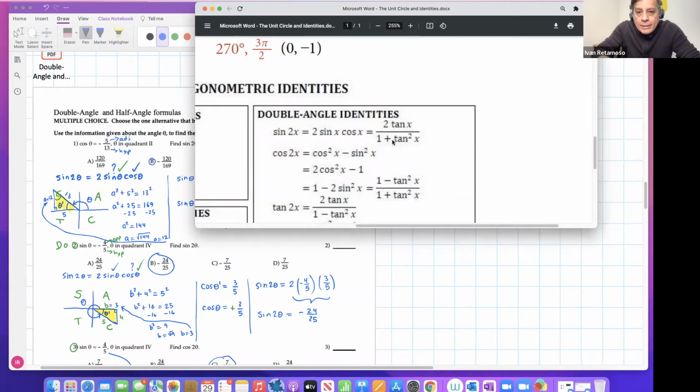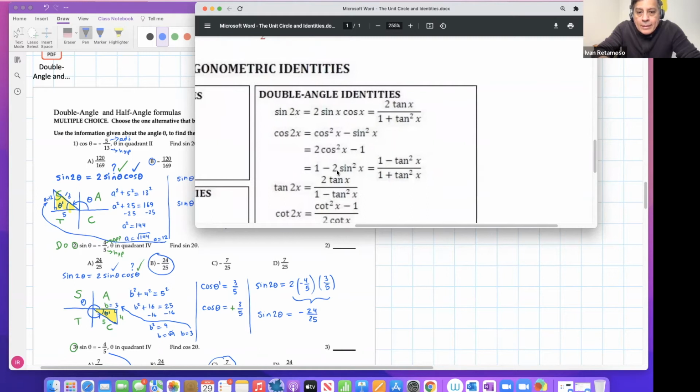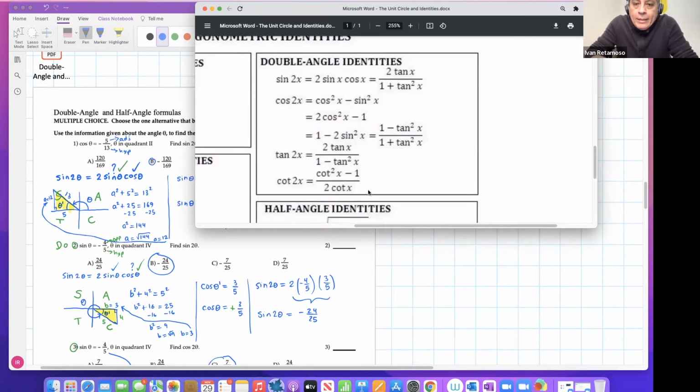Or sine of 2 theta. And similar for this version of cosine of 2 theta, you can have 1 minus tangent squared of theta over 1 plus tangent squared of theta, right? It comes from combining the first formulas that we got with the third one, right? And also here, in case you needed cosine of 2x, it's just the reciprocal of tangent of 2x. So if you have tangent, you can just flip this, right? So this is another extra version in case you need it.